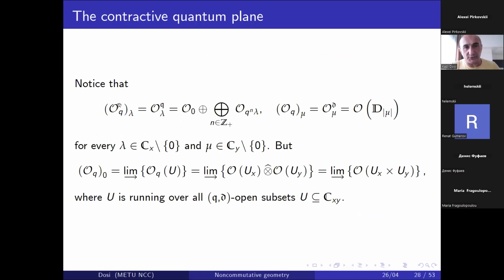Yes, so we know how to classify the stalks. Because if you restrict to the left-hand side, the left plane, it will be OQ lambda. We know the description. On the right-hand side, it's different. But if you look at the stalk at zero, it's going to be an inductive limit of the stuff. So it's a limit of the algebra of all holomorphic functions in two variables, UX, UY, where U is running over all QD open sets. Now you will see a more detailed description of the stalks at zero, especially what's happening at zero.